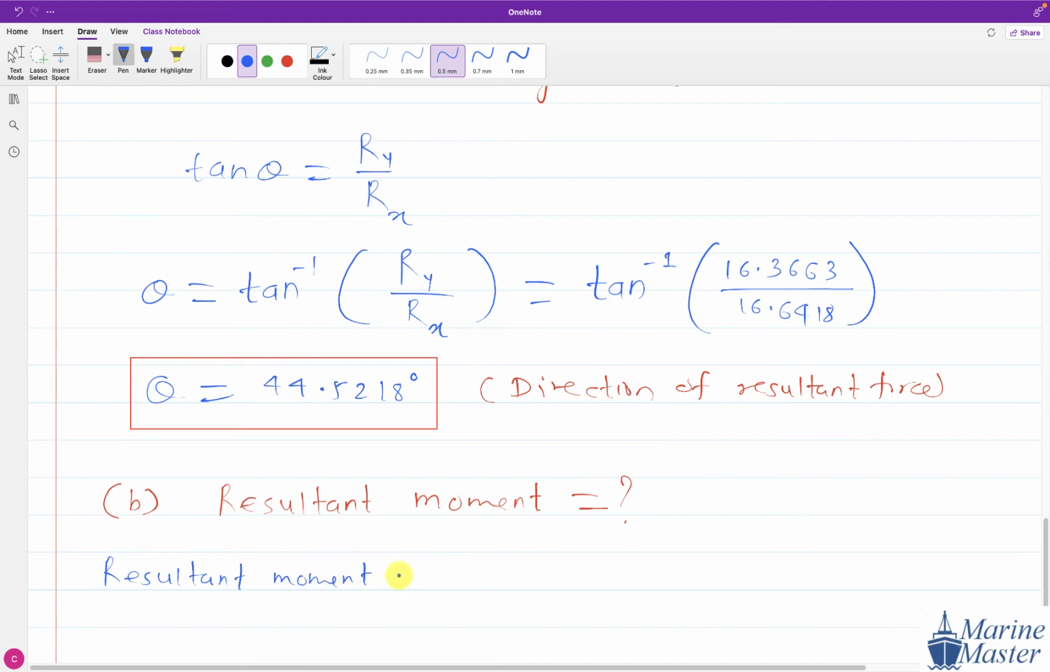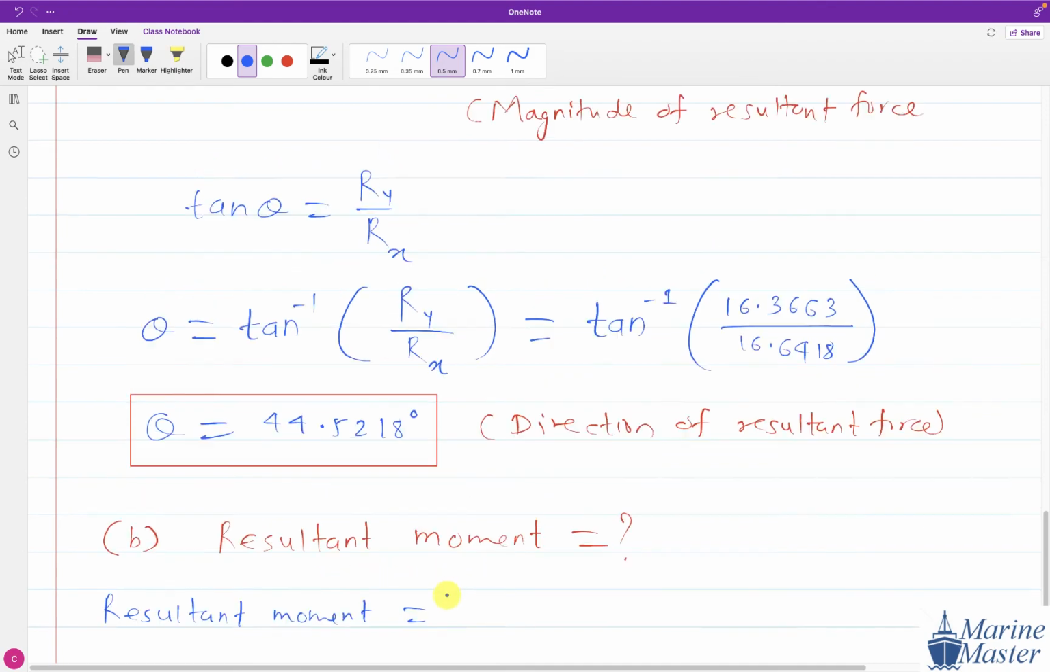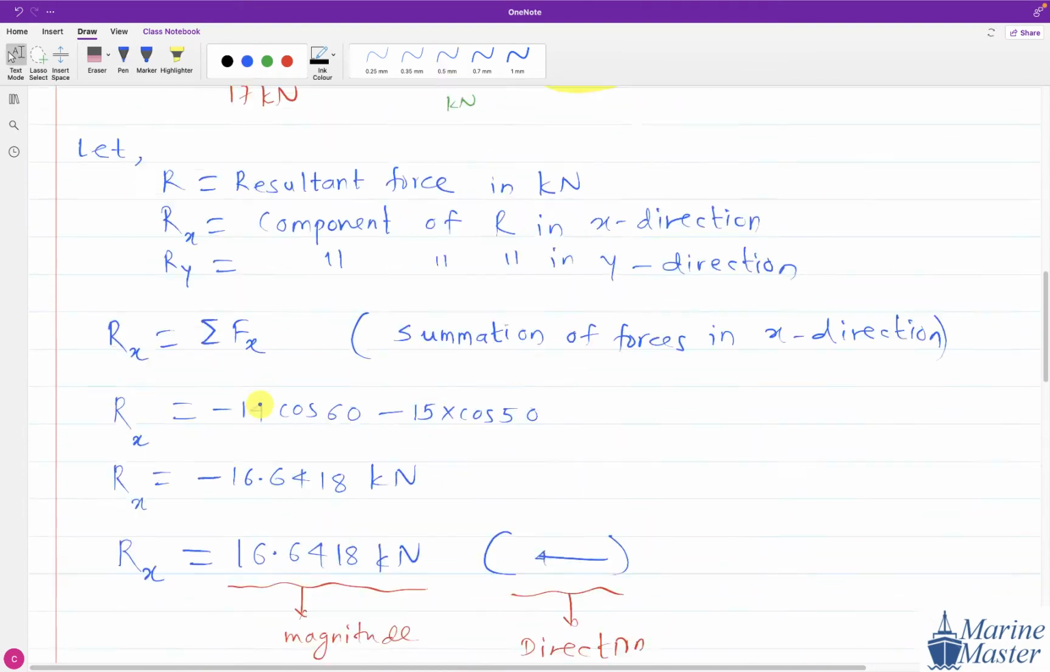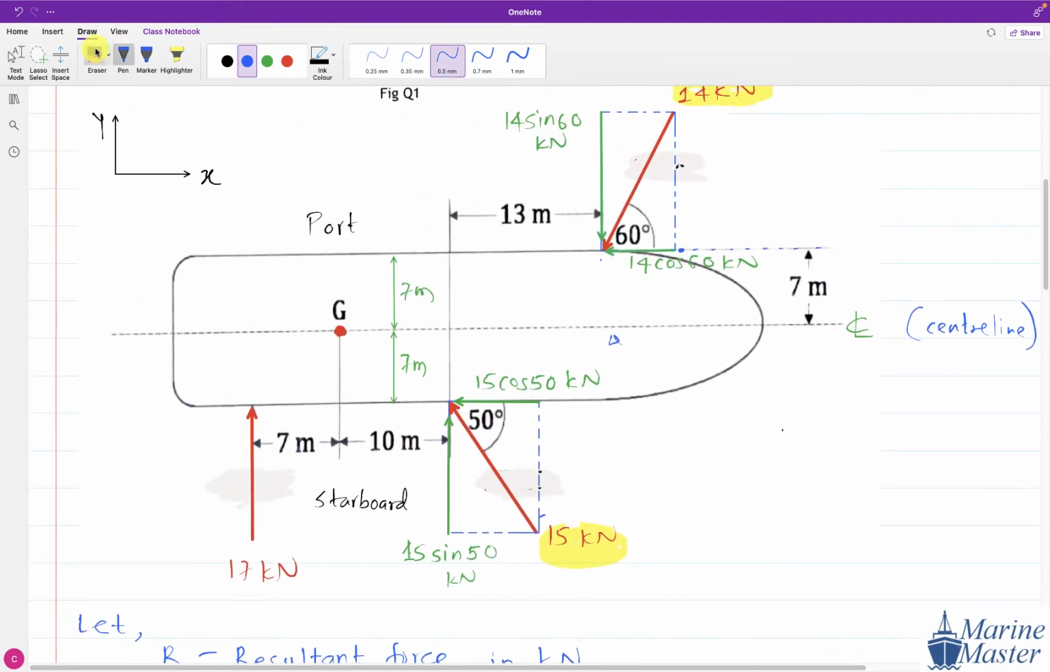Resultant moment will be at which point? At the G point. Ship is going to take a turn about this G point. So now try to see the scenario here. Try to see the things here.